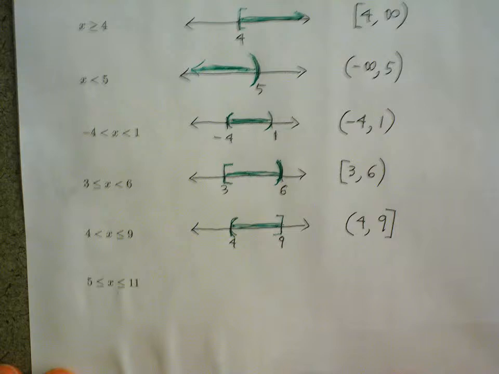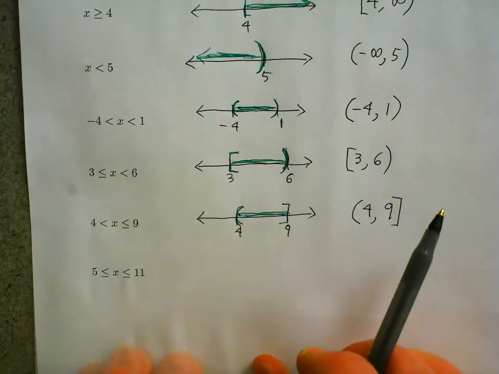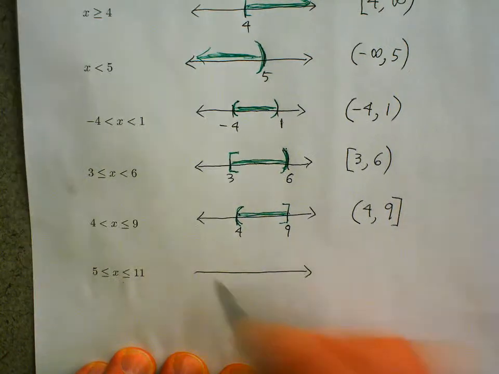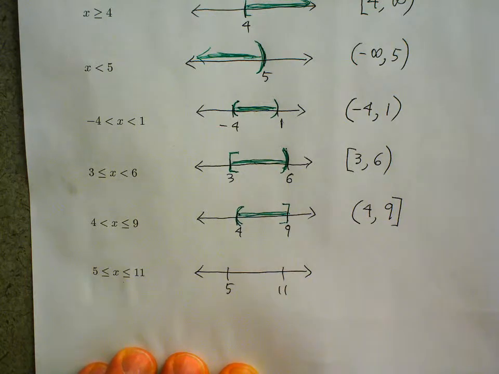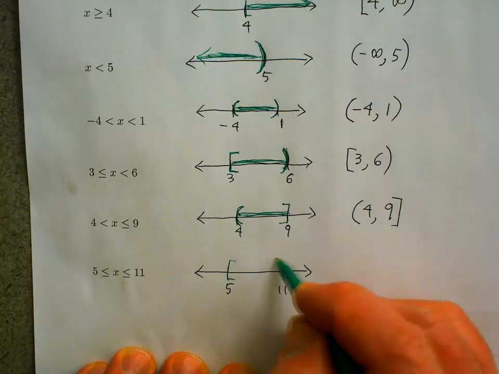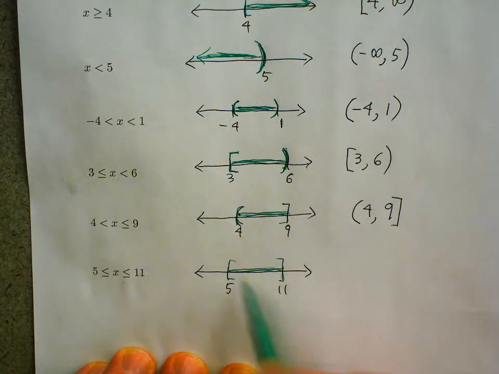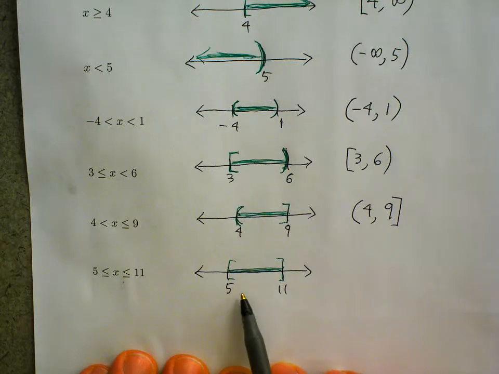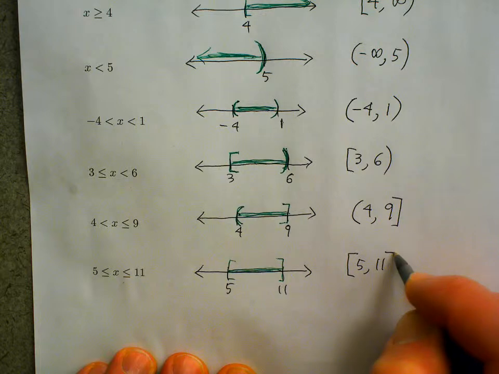And finally, 5 is less than or equal to x, and at the same time, x is less than or equal to 11. On the number line, we plot the numbers 5 and 11. Put a bracket at 5 opening to the right, a bracket at 11 opening to the left, and we shade the part of the number line in between. And then the interval notation for this set of numbers is bracket 5, comma 11, bracket.